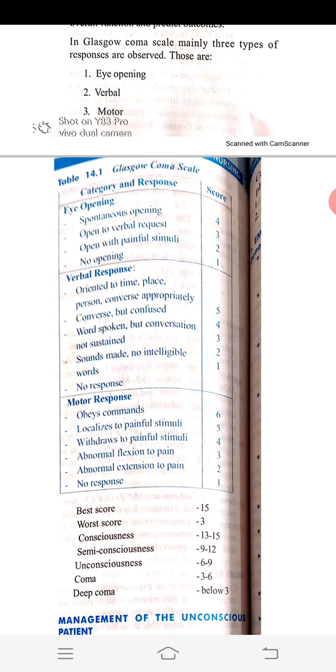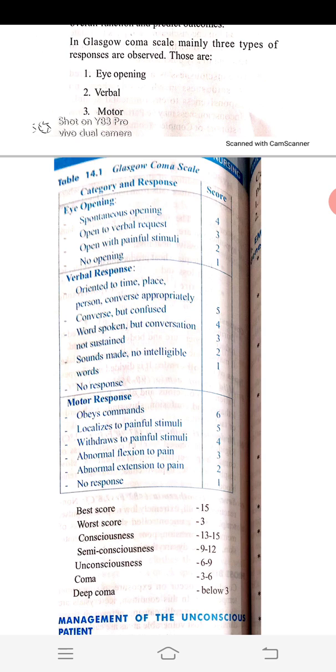When you apply pressure to the fingertips or squeeze the trapezius muscle, then the patient's hand goes to that area. That condition is known as the patient localizing to the painful stimuli, and we score 5 points. If the person's hand reaches that area when we apply pressure, we give 5 points.